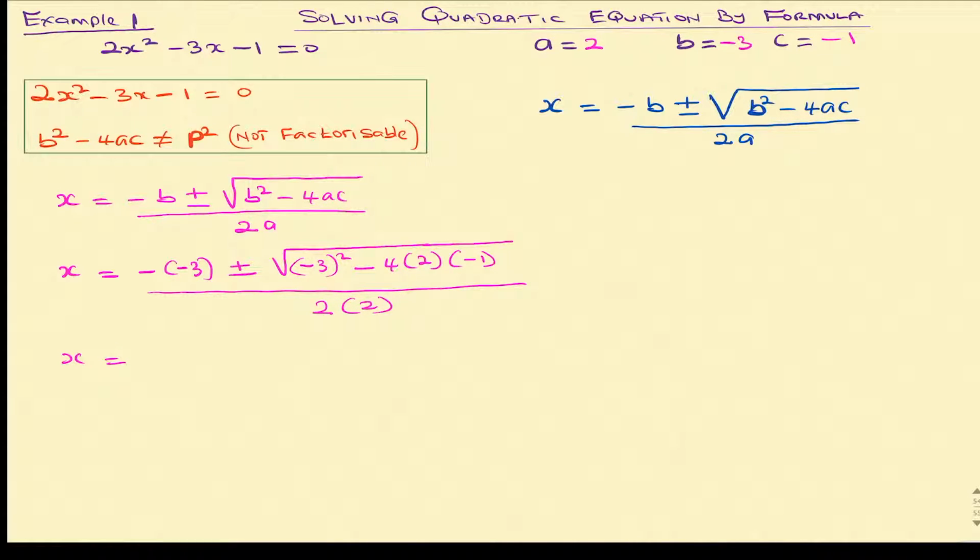x equals minus times minus is plus, that'd be 3, plus or minus square root. Minus 3 squared is 9, because minus 3 times minus 3 is plus 9. Minus 1 times 2 is minus 2, minus 2 times minus 4 is plus 8. Therefore, we get 2 times 2, which is 4.